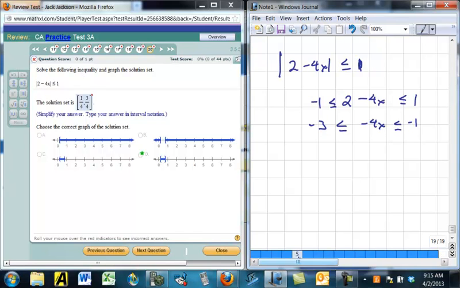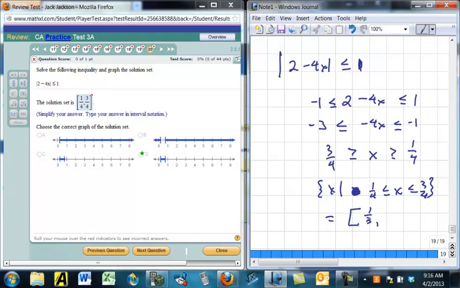Subtracting 2. Now when I divide by negative 4, that reverses the inequalities, and negative 1 divided by negative 4 is 1/4. This is 3/4. So normally we'd write that the other way, the set of all x such that 1/4 is less than or equal to x is less than or equal to 3/4, or a better way is just to use interval notation, 1/4 to 3/4, including both. That'll be graphing a closed interval between 1/4 and 3/4. Looks like D is the correct one, and you can see the solution set there.